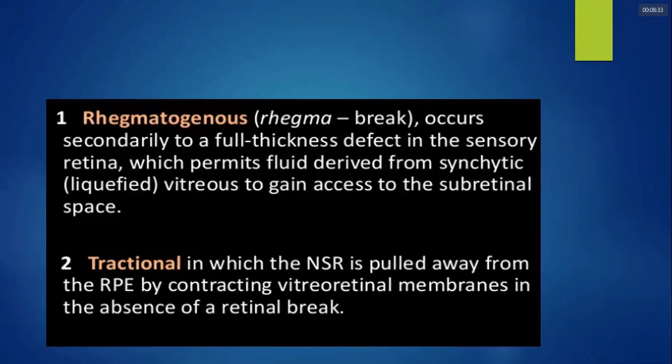Now the other is tractional, means there is a pulling. So tractional, in which the neurosensory retina is pulled away from the retinal pigment epithelium by contracting vitreoretinal membrane in the absence of the retinal break. Over here you don't find any breaks, but there is some tractional force which pulls away the retina.